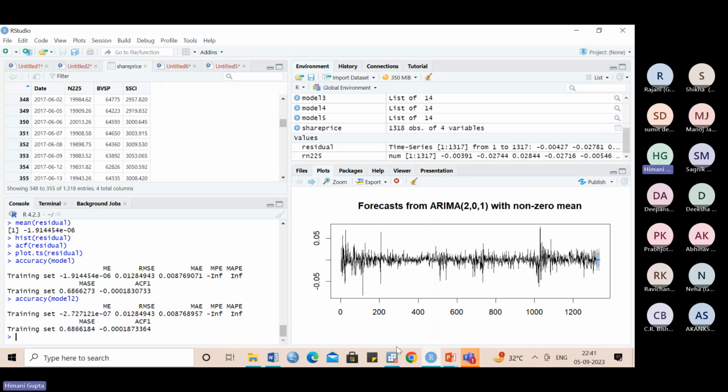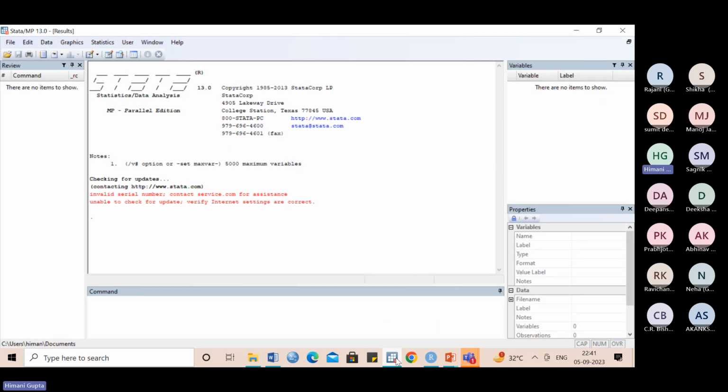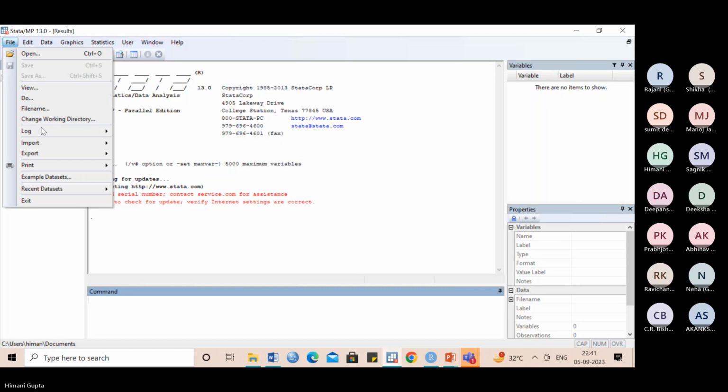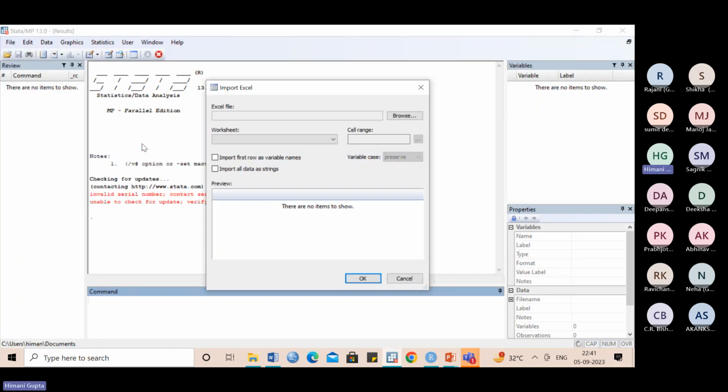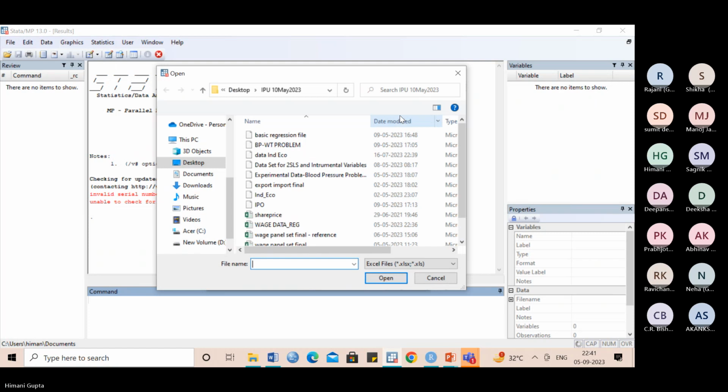Got it? Now all the concepts are clear. Now let's do it quickly with Stata also. So just import the file.